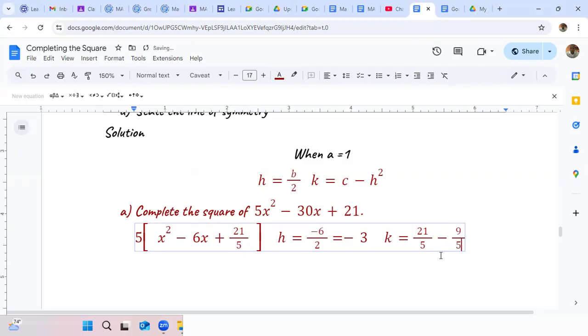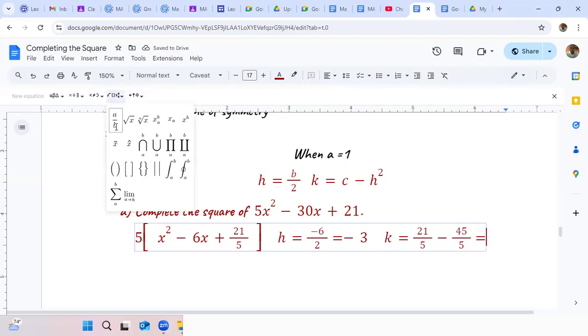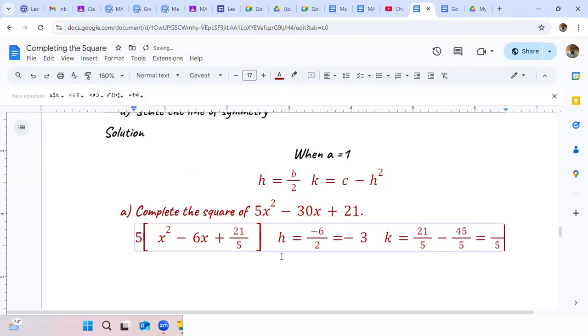5 ones are 5. 5 nines are 45. And we have a common denominator of 5. So therefore now we can subtract the numerators, keeping the denominator. So 21 minus 45, that's a negative 24. So h is negative 3 and k is negative 24.